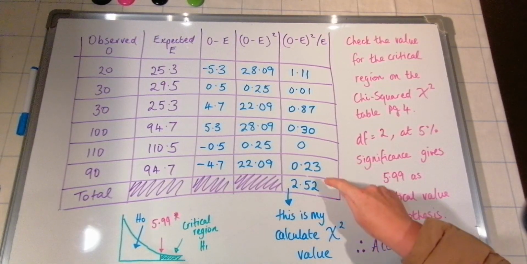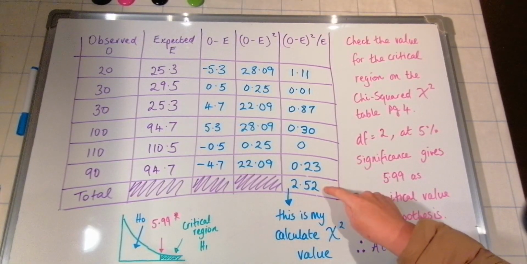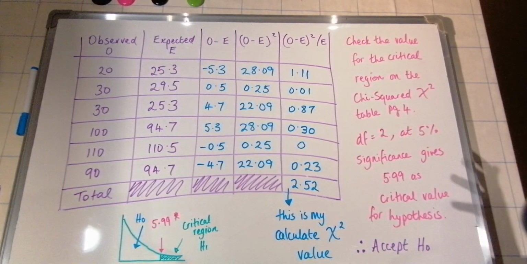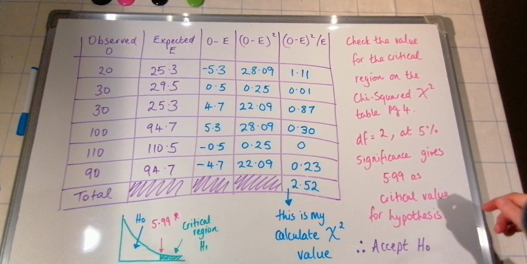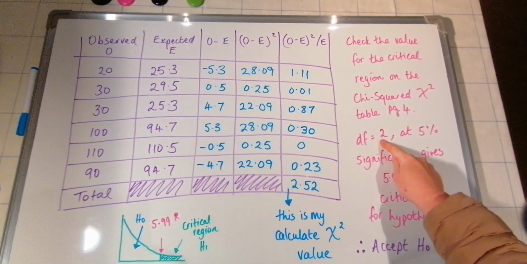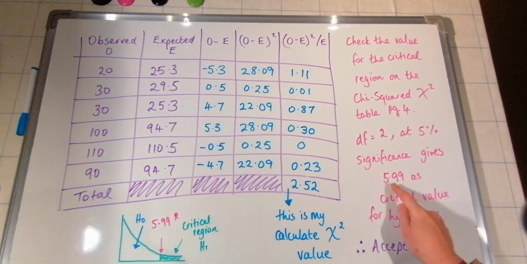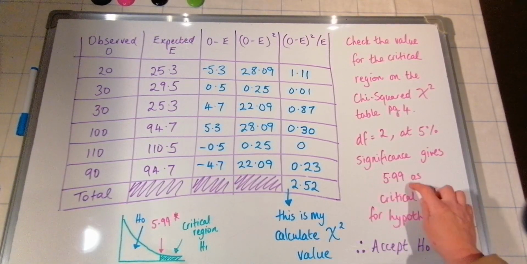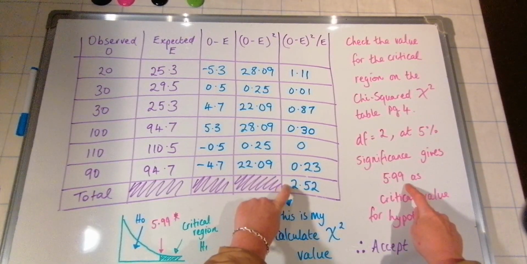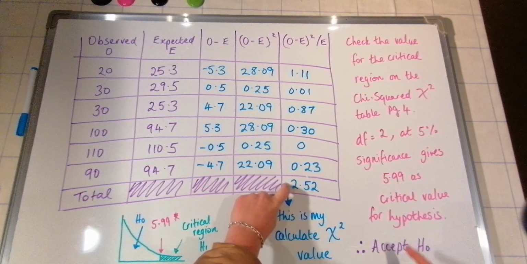What I need to do now is check my 2.52 calculated chi-squared value against the chi-squared critical value from the question. Remember, the question said they check it at a 5% significance level. So we have to look up that value now in our table. You'll get that on page 4 of your notes. So we're looking up a degrees of freedom of 2 at a 5% significance level, and if you look at page 4 of the table, you'll get 5.99. That now is your critical chi-squared value. Compare these two numbers, 5.99 and 2.52, that's much smaller.